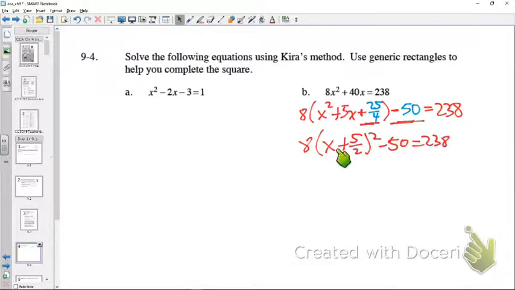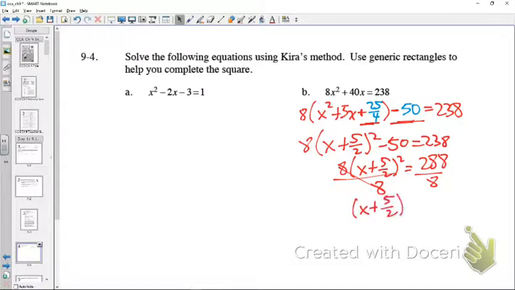Remember, we're going to solve for x, so I'm going to move this 50 by adding it. So 8 times the quantity x plus 5 over 2 squared equals 288. At this point, if you want to change that to a 2.5, you can. It doesn't really matter right now because we're going to divide by 8. And fortunately, 8 is going to go in nicely to 288. Just working it out here. Let's see, 36. Let me verify. Yep, there we go.